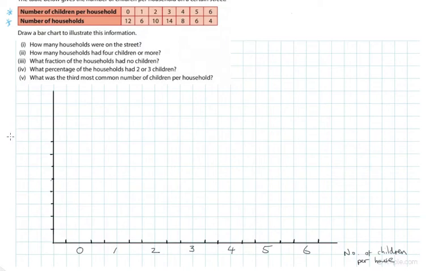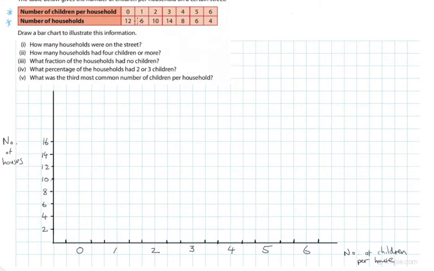Then on the left-hand side, we're putting number of households. Number of houses. I'll just say houses. It's fine. Now, what's the largest number we have here? 14. Okay. So what I'll do here is I will go up. All of these are even numbers. Yeah, they're all, you can divide 2 into all of them. So I'm going to go up in 2s. So 2, 4, 6, 8, 10, 12, 14, and 16.